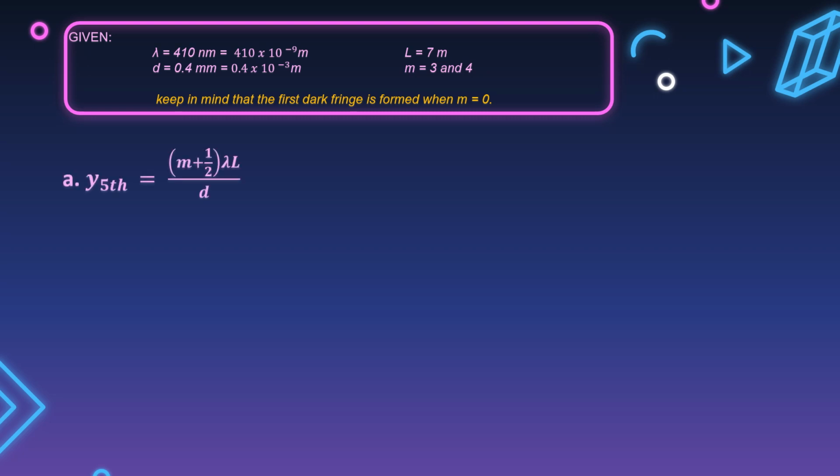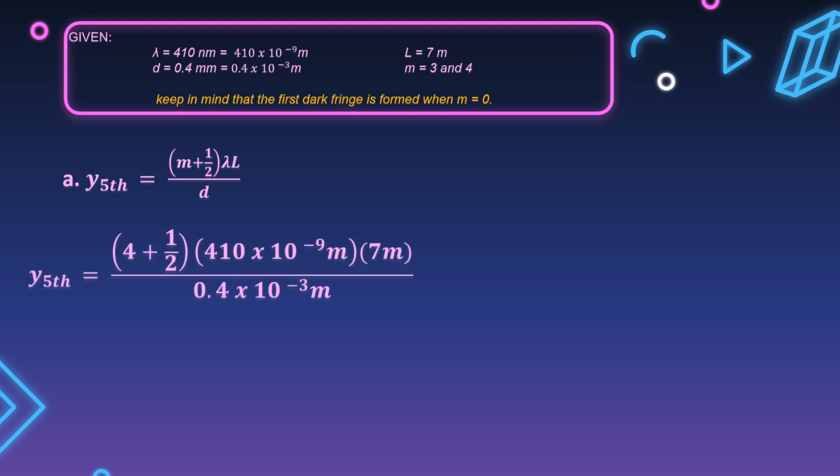So y fifth is equal to m plus 1/2 multiplied by wavelength multiplied by L all over d. Okay, substitute all the givens. 4 plus 1/2 multiplied by 410 times 10 raised to negative 9 meters multiplied by 7 meters all over 0.4 times 10 raised to negative 3 meter. Okay, so we'll have this answer, 3.23 times 10 raised to negative 2 meters.